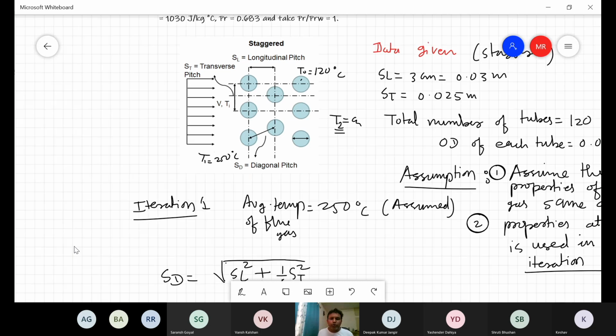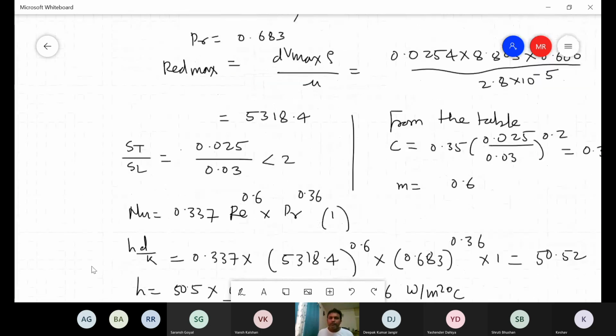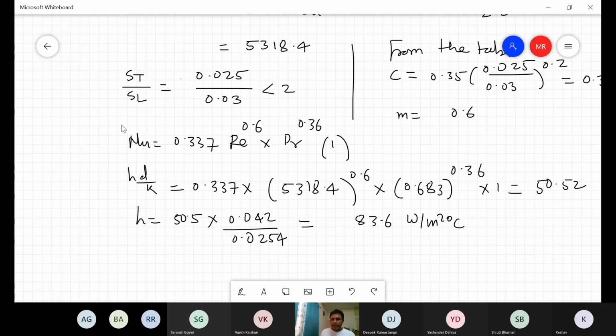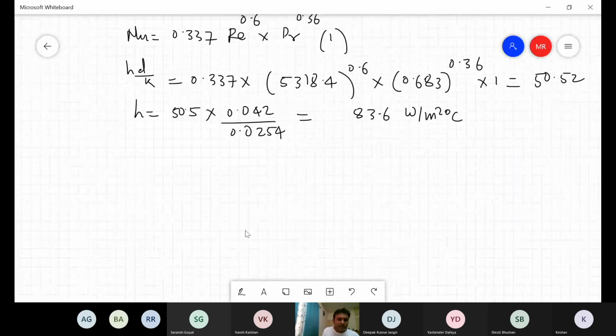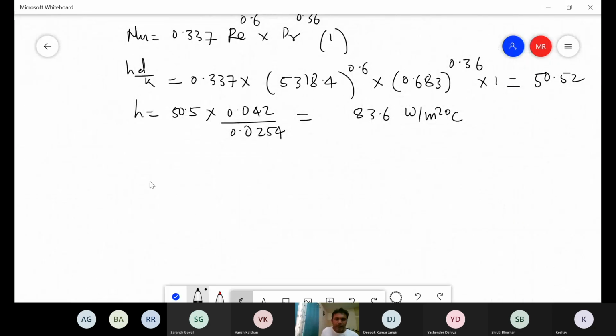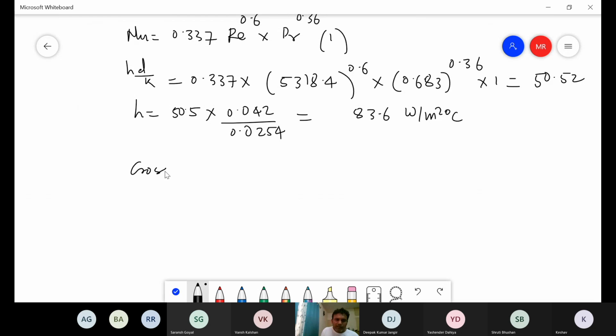So that is what we are going to do one by one here. So we have obtained the heat transfer coefficient. Let's find out the cross sectional area for flow, isn't it? So now the cross sectional area for the flow will be what? Remember, what is the length of the tube? Length of the tube is given as 1 meter, and the transverse pitch is given.